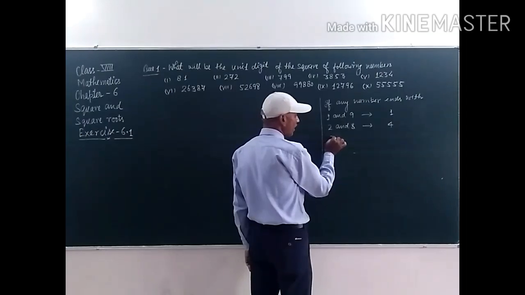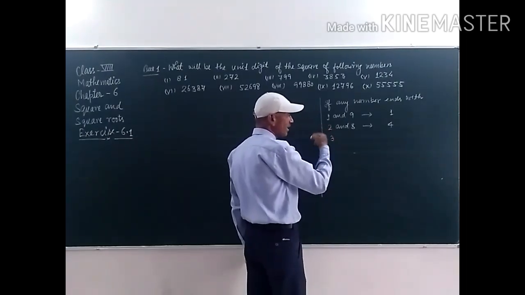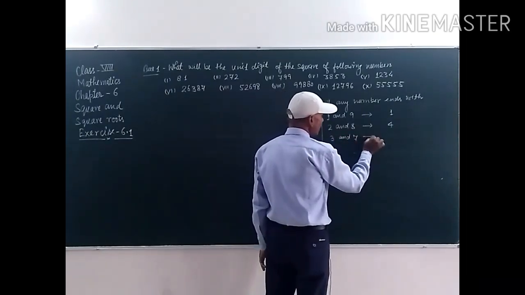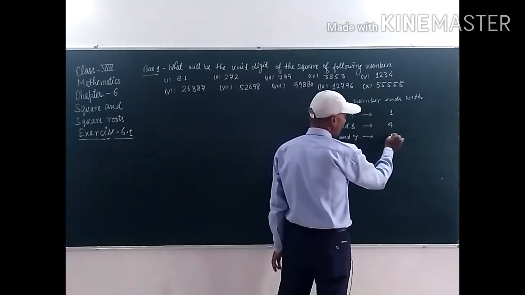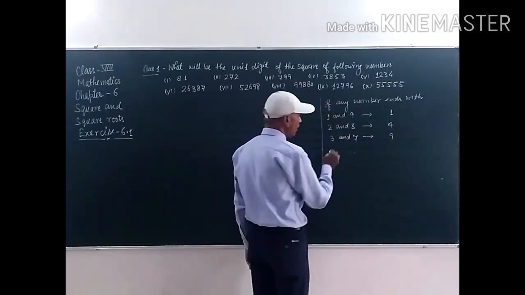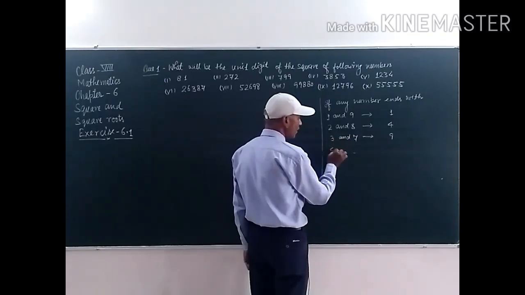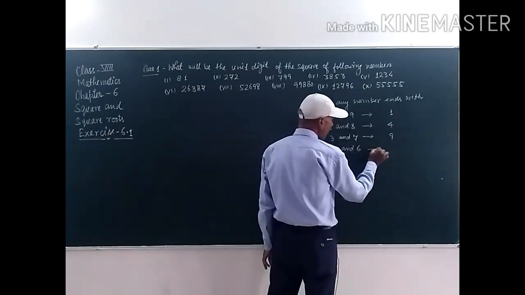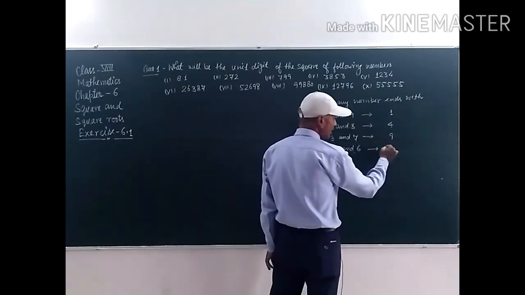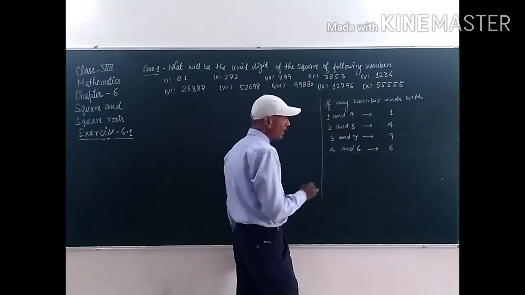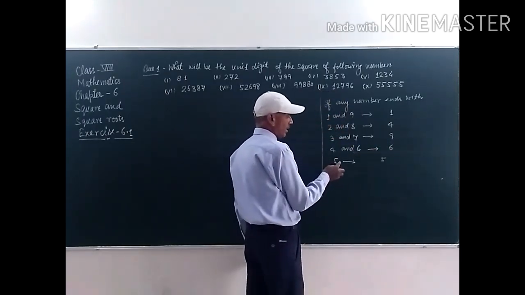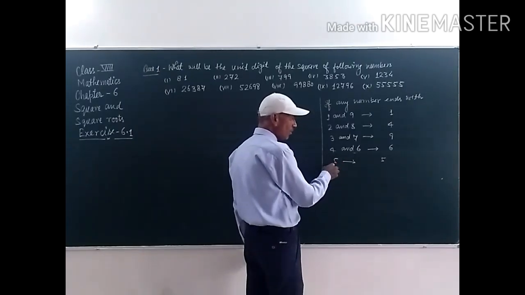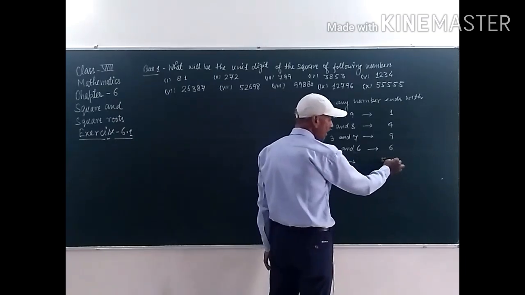And if any number ends with 3, our unit digit of the number is 3 and 7, so in the square of these numbers, unit digit will be 9. If any digit ends with 4 and 6, so in the square of these numbers, the unit digit will be 6, student. Clear? If any number ends with 5, then in the square of this number, the unit digit will be 5, student.